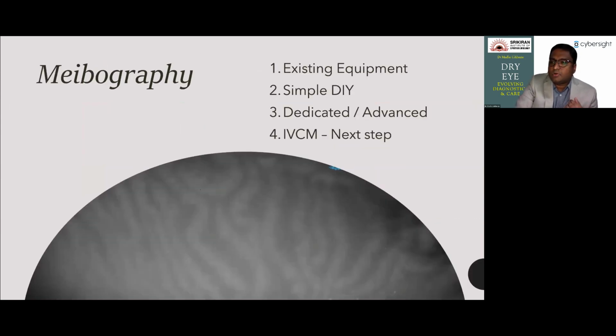When I say meibography, most of you may be thinking that it's an advanced thing where you need to invest in new equipment. But you'll be surprised to know that most of your existing equipment will be helpful for you to highlight these meibomian glands. If at all you don't have that also, you can do a simple do-it-yourself thing that I'll share. Next, I'll touch upon the dedicated advanced things, and also for academic interest, I'll touch upon the confocal microscope.